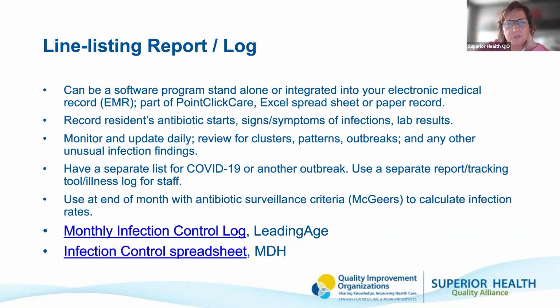And we should have a separate line list for COVID or any outbreak. If we start to notice a pattern of outbreak, you need to start immediately a separate reporting or tracking tool to keep track of an illness log for not only the residents in the outbreak, but also staff. And we should use this at the end of the month with our antibiotic surveillance criteria to calculate our infection rates. So here's two resources.